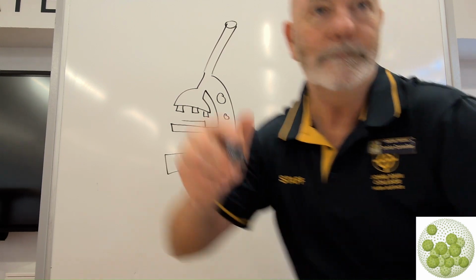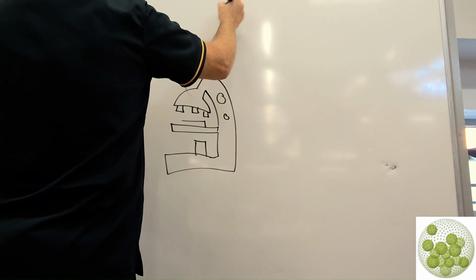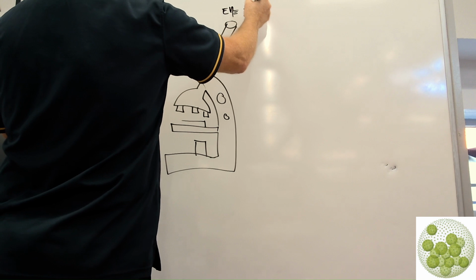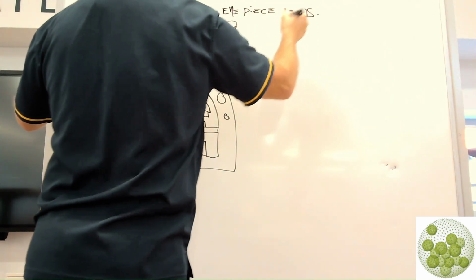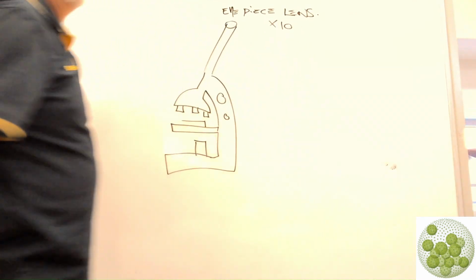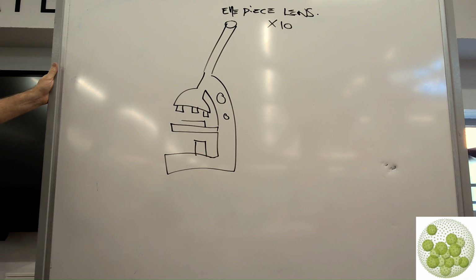does, okay? So this is called the eyepiece lens. The eyepiece lens is normally times 10 magnification. You can't really remove the eyepiece. It's stuck in there. Okay?